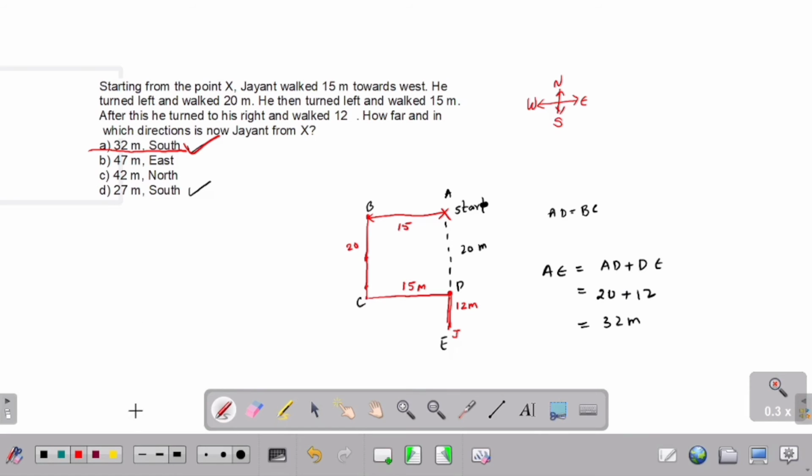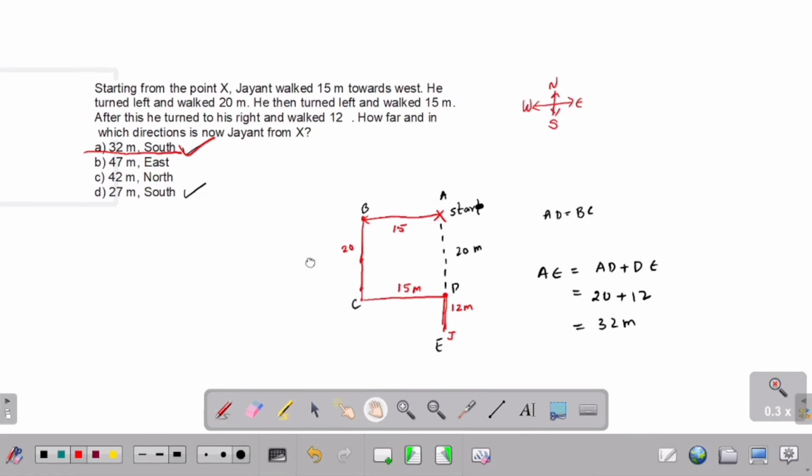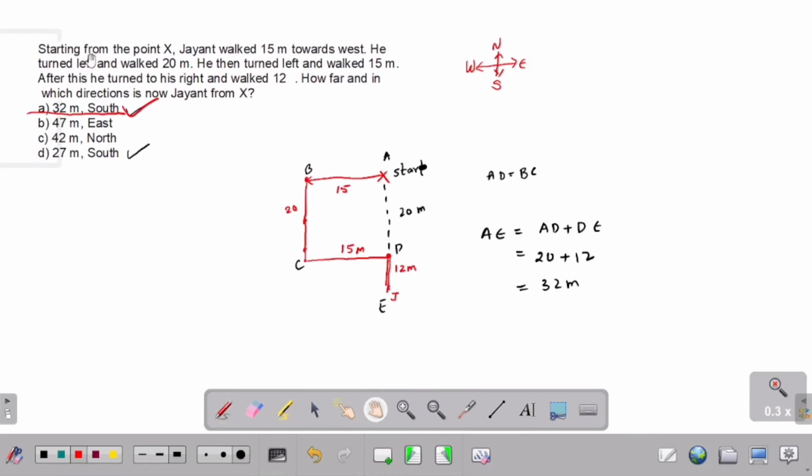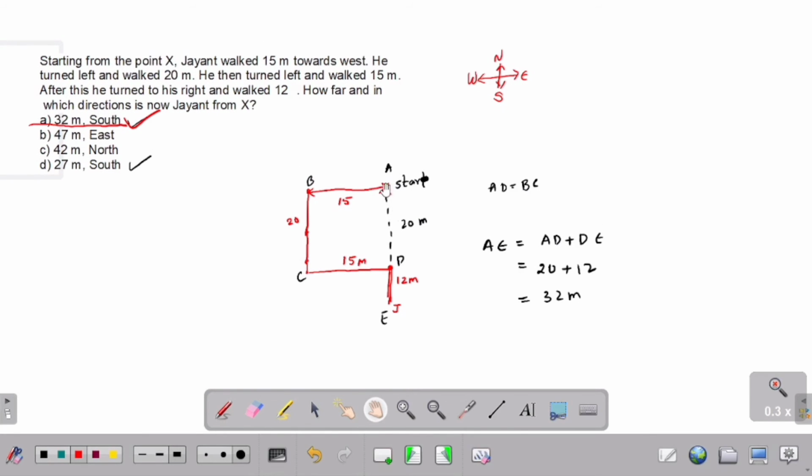See, now what is going on here? Starting from X, this is the point X. Jayant walked 15 meters towards the west. This is the west side. This is the east side, this is the north side, and this is the south side.